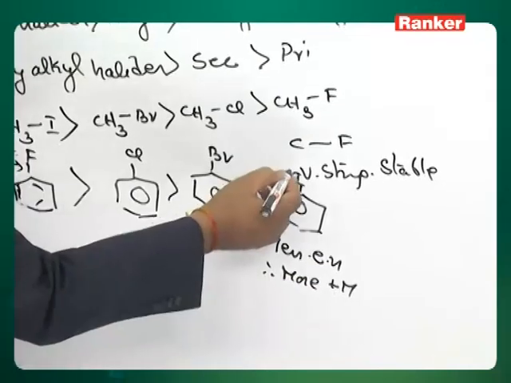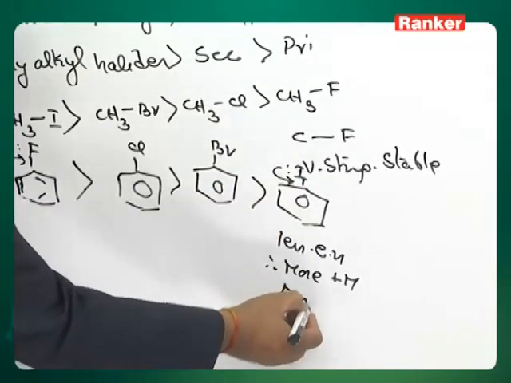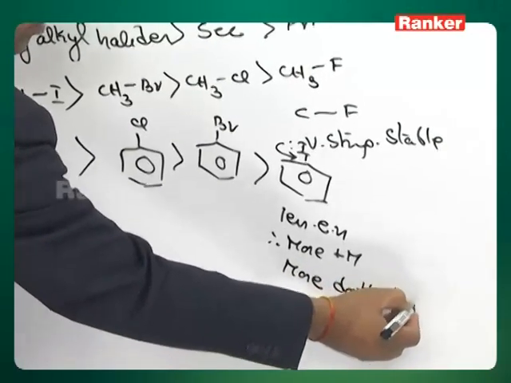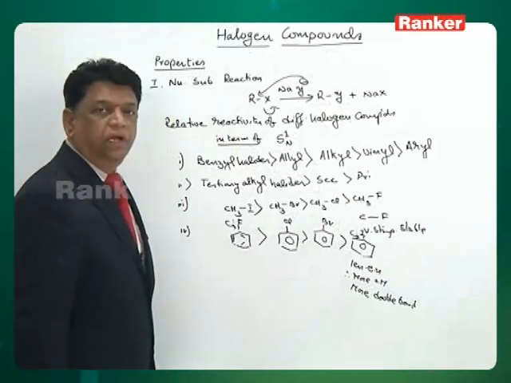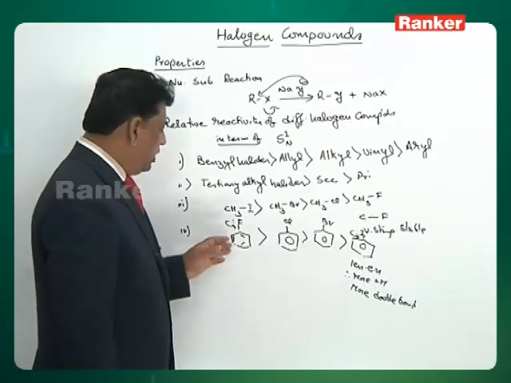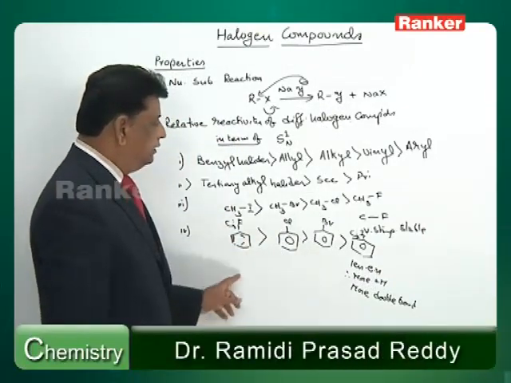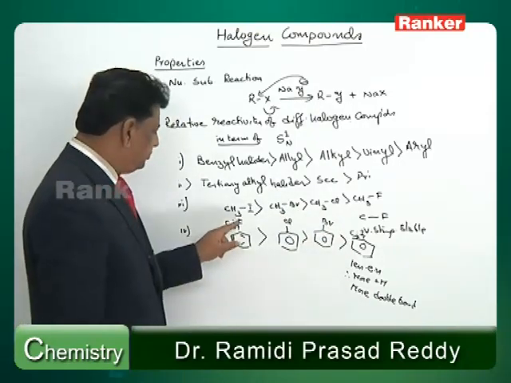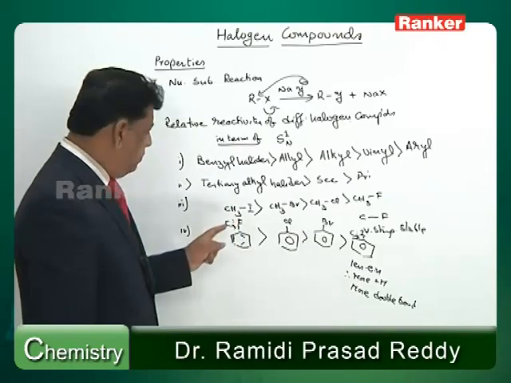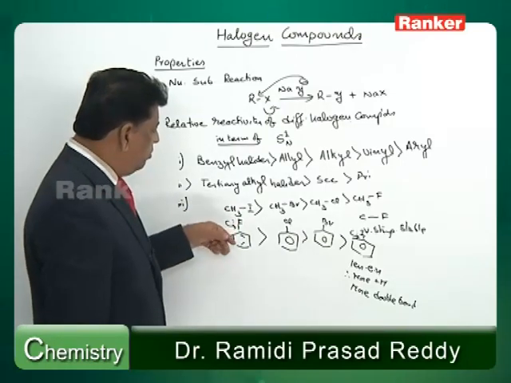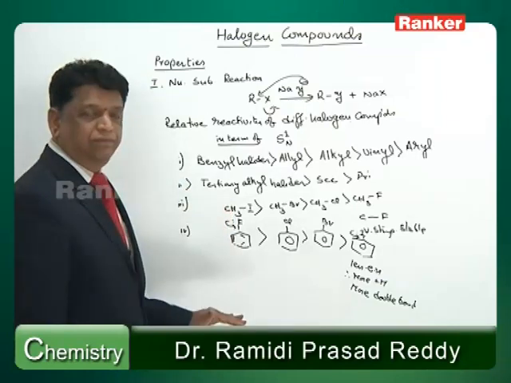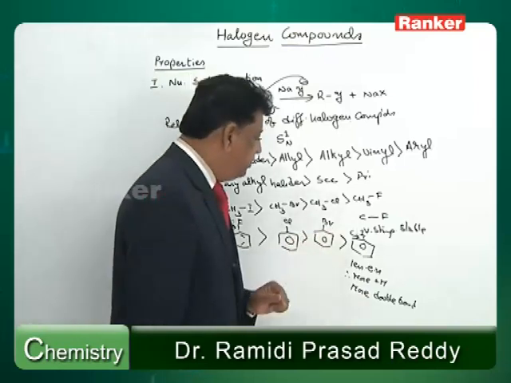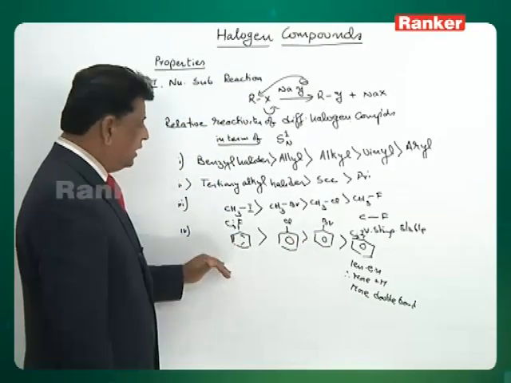More plasm effect means more double bond character. More double bond means difficulty to hydrolyze. So you can have single or double: this one always has a double nature, and this will mostly have a single bond because fluorine is more electronegative. More electronegative shows more minus I but less plasm effect. Less plasm means a double bond will not be formed in this case. Therefore, the fluoro compounds undergo faster hydrolysis.